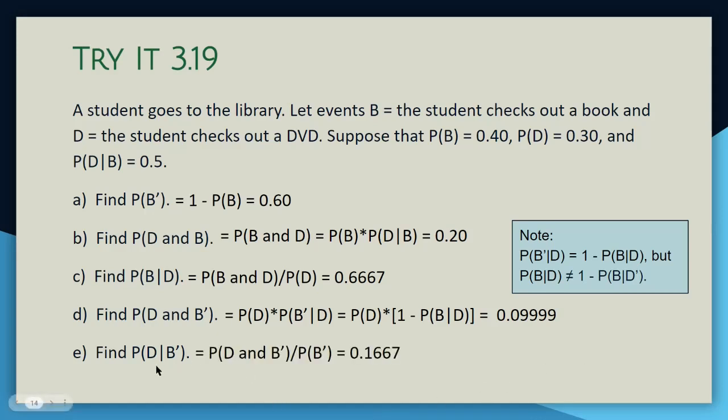Last one, we know for D given not B, it should be the probability of D and not B divided by the probability of not B. And from part A and D, we have both of those, and dividing we get 0.1667.